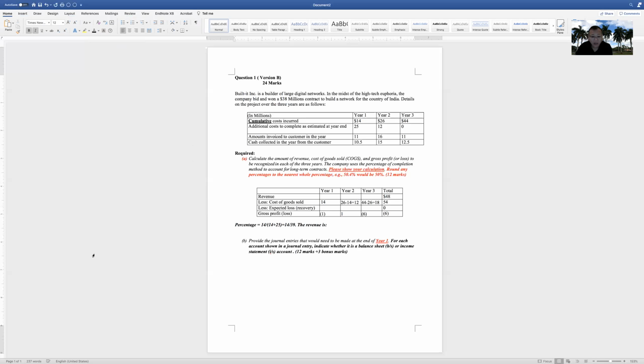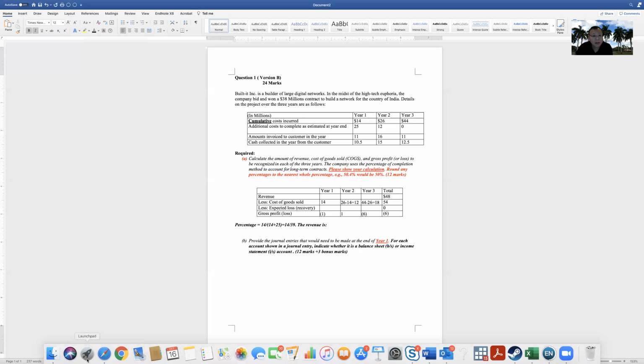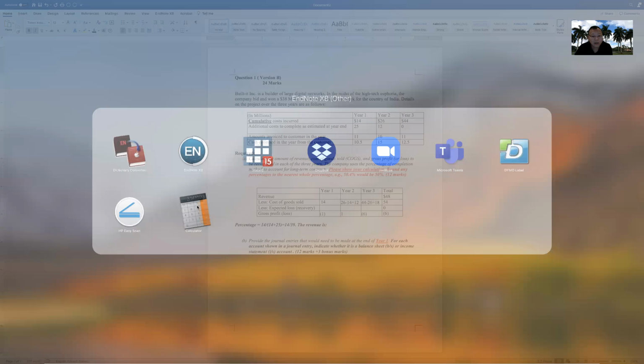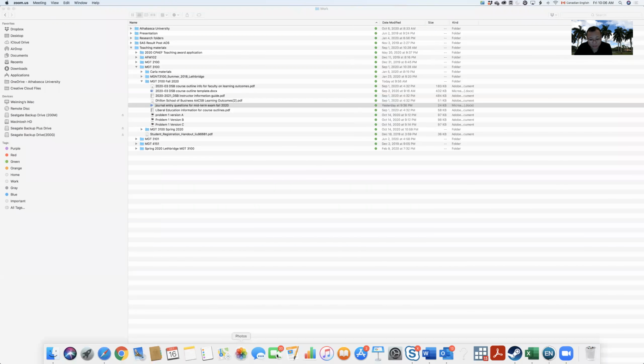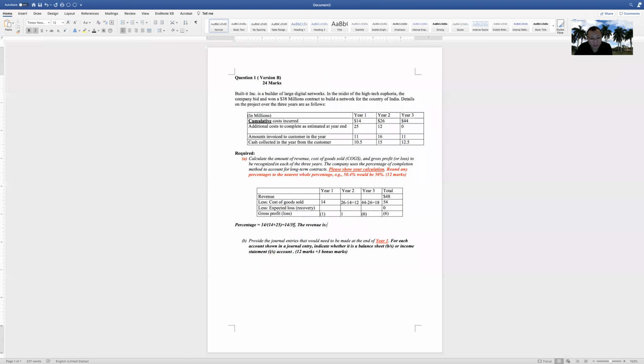Okay, the revenue is 14 divided by 39. So what is that? Let me take a look. 14 divided by 39 is 35.9%. So that's 36%, right? We are rounding the percentage to the nearest whole percentage. So that tells me this is 36%. Okay, 36%.